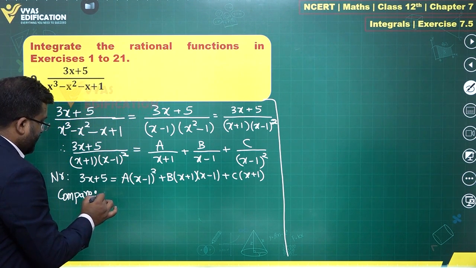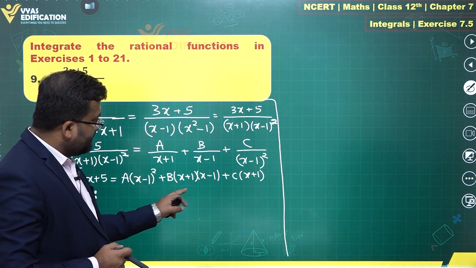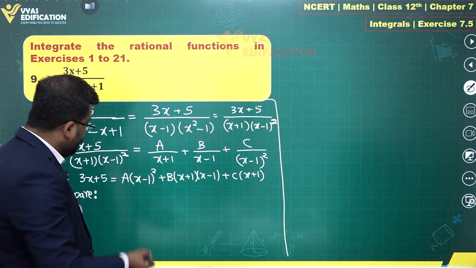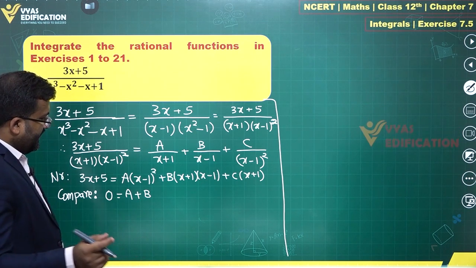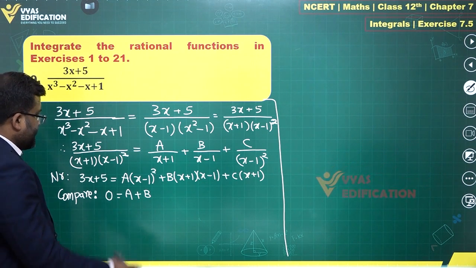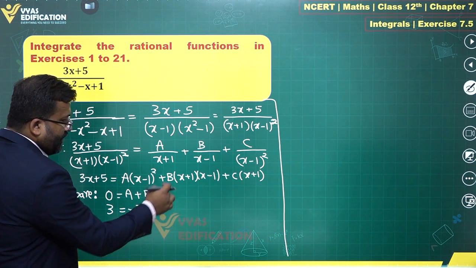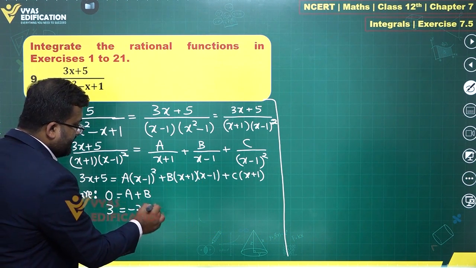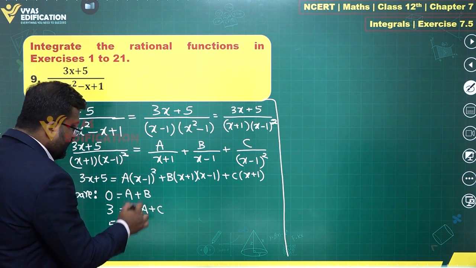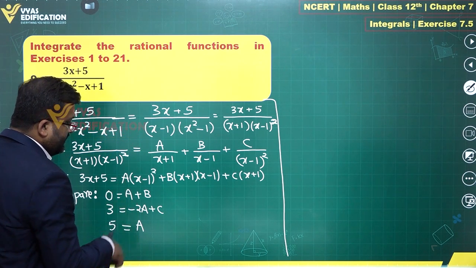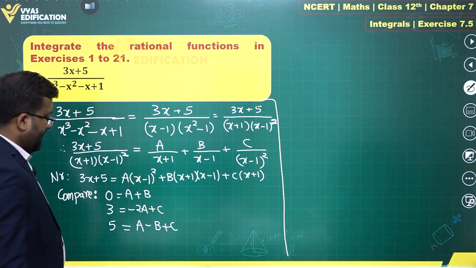Comparing involves this: the coefficient of x square is a, the coefficient of x square is b, and the coefficient of x square is not there in c. There is no x square term on the left hand side, therefore 0 is equal to a plus b. That's the first thing that I observe. The next thing is the coefficient of x, which is 3, equal to minus 2a, and there is no x term from b, there is an x term from c. The constant term is 5, which is equal to a, minus b, plus c.